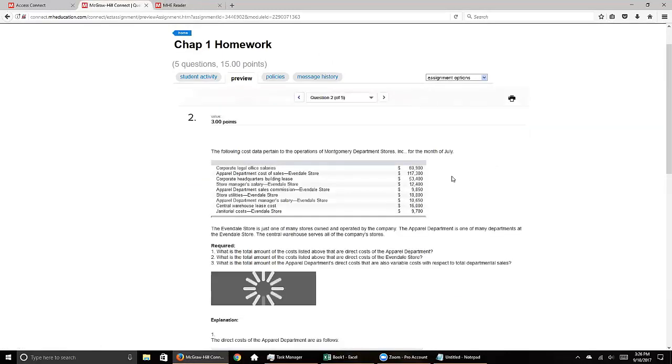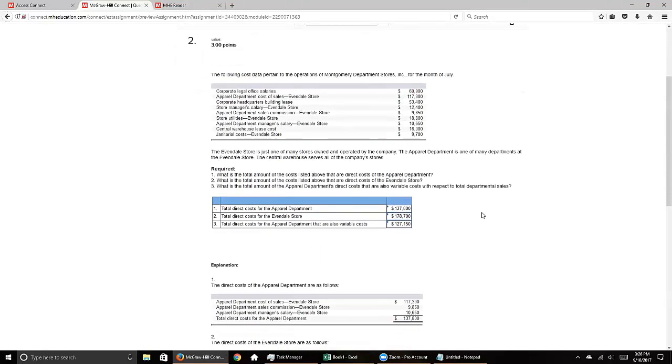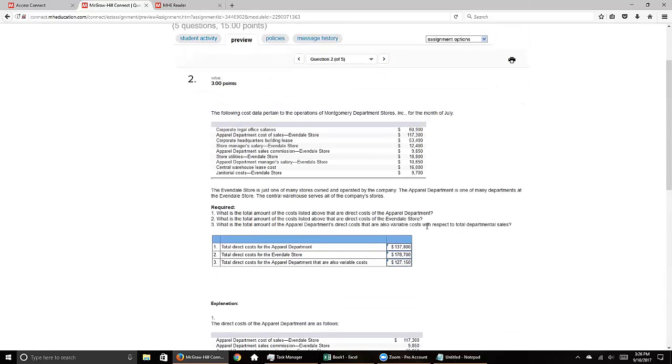Okay, so also in Chapter 1, we talked about direct and indirect costs. And the golden rule here is to make sure we consider the cost object with which we're concerned. So costs can be direct with respect to one cost object and indirect with respect to another. And problem 2 is a pretty good example for that. We had a bunch of different costs related to corporate level costs, costs related to the apparel department for one particular store, the Evendale store, and costs associated with central functions, central warehouse, and so on.